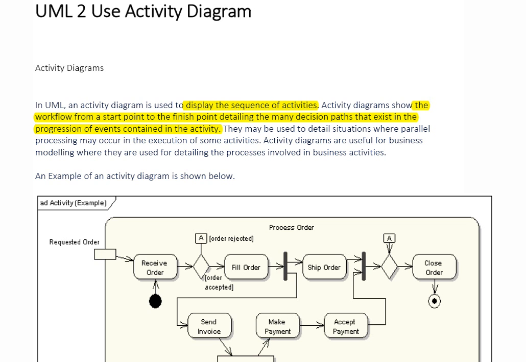In UML, an activity diagram is used to display the sequence of activities. Activity diagrams show the workflow from a start point to the finish point, detailing the many decision paths that exist in the progression of events contained in the activity. They may be used to detail situations where parallel processing may occur in the execution of some activities. Activity diagrams are useful for business modeling, where they are used for detailing the processes involved in business activities. For example, one activity diagram is shown below.